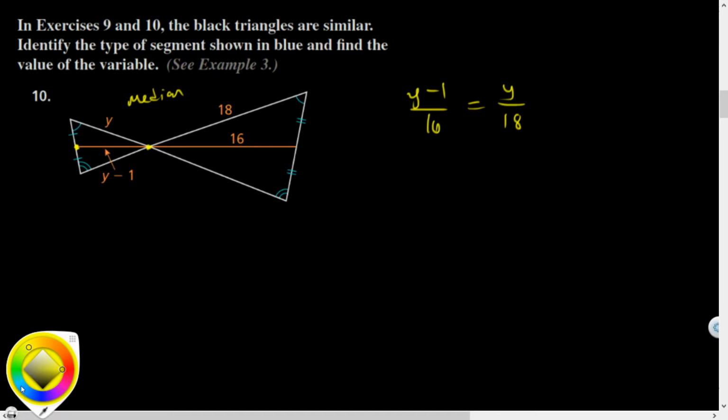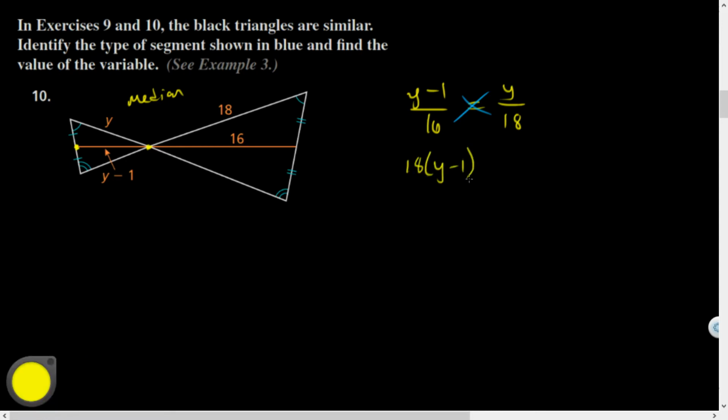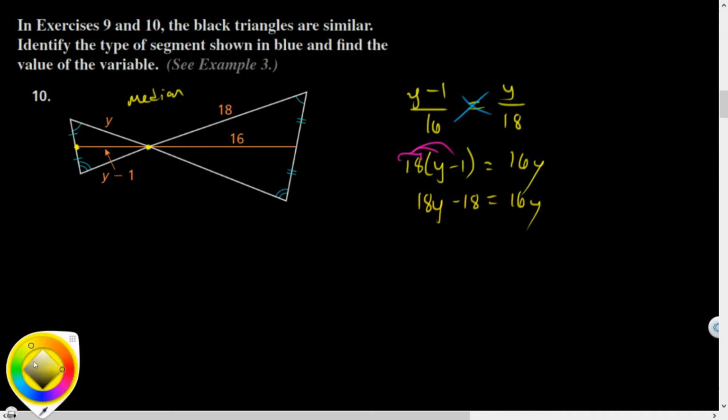All right. Jordan's absorbing this. This is great. I'm going to cross multiply here. So I'll have 18 times y minus 1 is equal to 16y. Let's do some distributing. And then it's just algebra. Good old times with the algebra. 16y. Subtract 18y from both sides is what I would do.